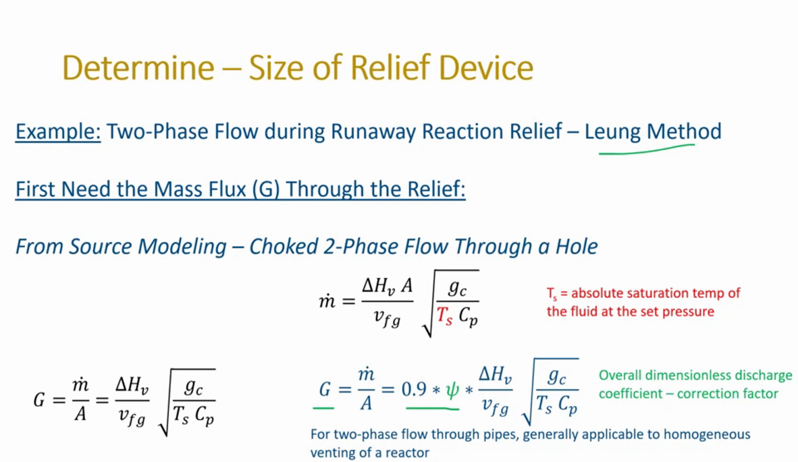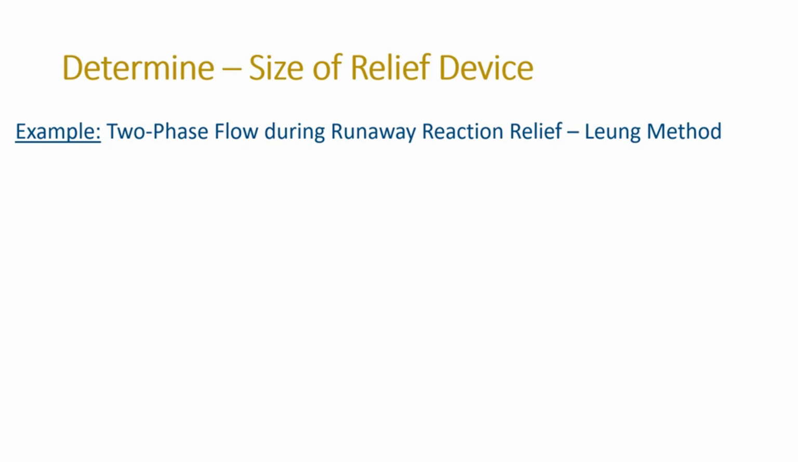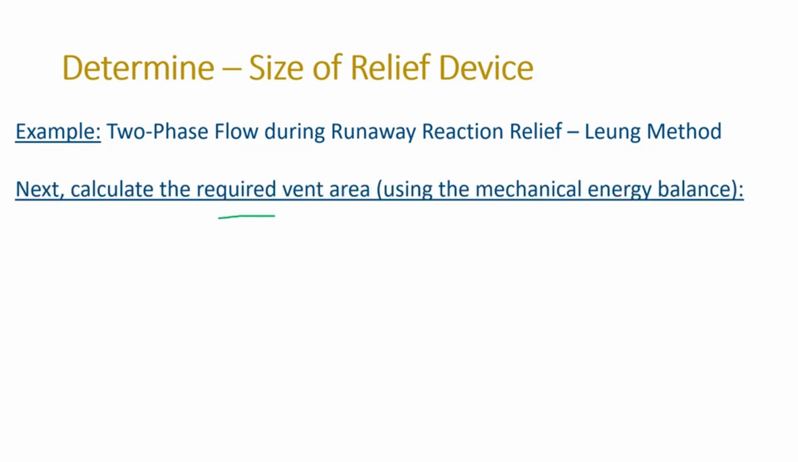homogeneous equilibrium model. So this psi factor, its theoretical limit is 1 when the pipe length is equal to 0. So obviously in real life, we have pipe lengths that are non-zero. And as the pipe length increases, the value of psi decreases. And the correlation for psi with pipe length can be found in Leung's publications. So here we have a model for two-phase flow through pipes that's generally applicable to the homogeneous venting of a reactor. The next step in determining the size of the relief device is to calculate the required vent area.